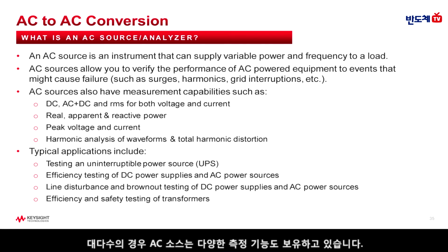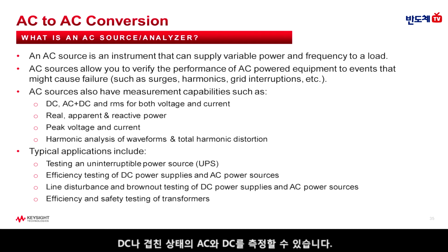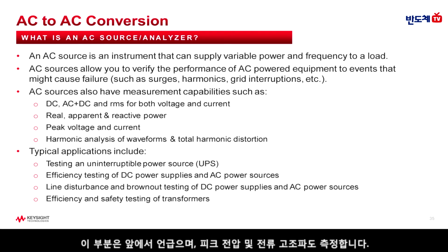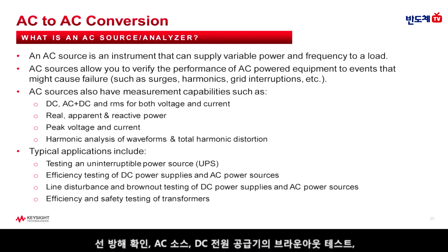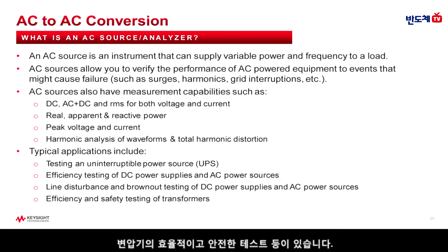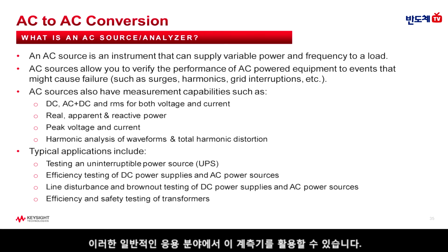A lot of times AC sources also have a lot of measurement capabilities. They can measure DC or AC and DC superimposed. They can measure RMS values, real, apparent and reactive power, which I talked about, peak voltage and current, harmonics. Typical applications include testing an uninterruptible power supply, which is typically called a UPS, efficiency testing of DC supplies, AC power sources, looking at line disturbance, brownout testing of DC power supplies, AC sources, and efficiency and safety testing of transformers. These are all typical applications for these instruments.